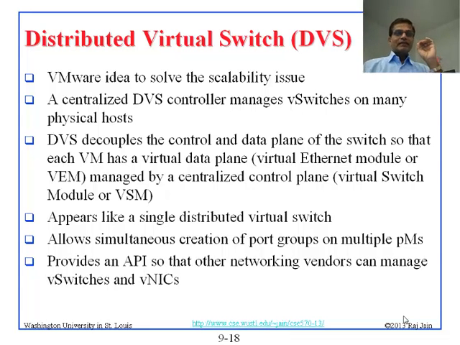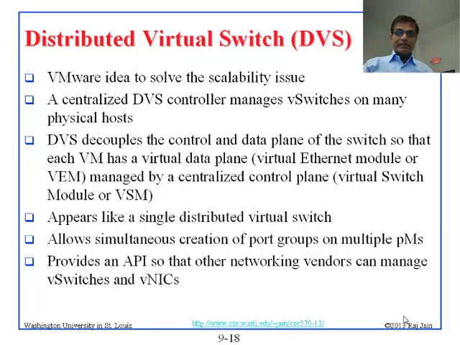So this is a centralized controller with many physical hosts. DVS decouples the control, and this is where the decoupling of the data and control plane started. They decouple the control and the data plane of the switch so that each VM has a virtual data plane, a virtual Ethernet module, but it is managed by the centralized control module. That means the forwarding table comes from this central place. It tells you, if you get a packet from VM1 going to VM5, send it this way. If it is going to VM3, send it that way. The whole forwarding table in the switch is not learned or distributed; it is just done from this central place.